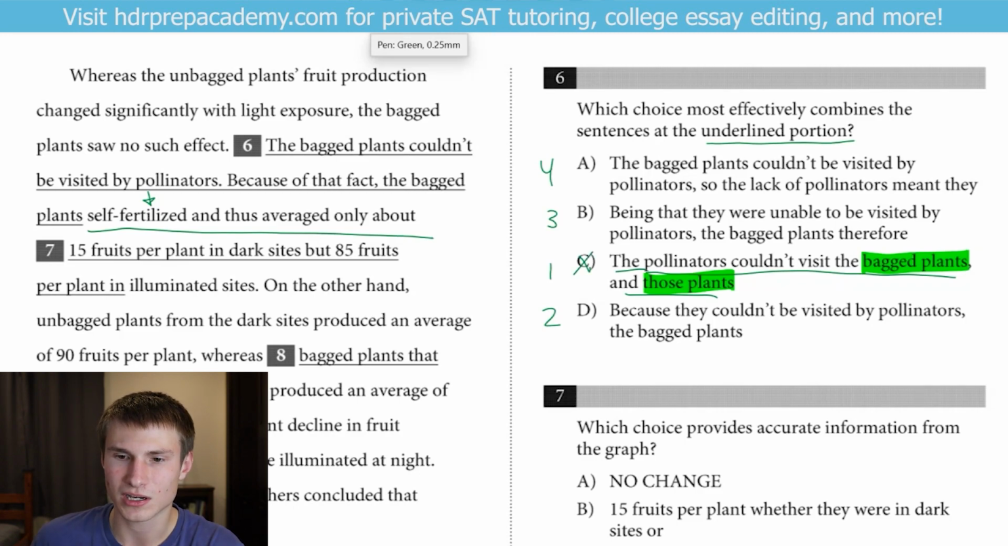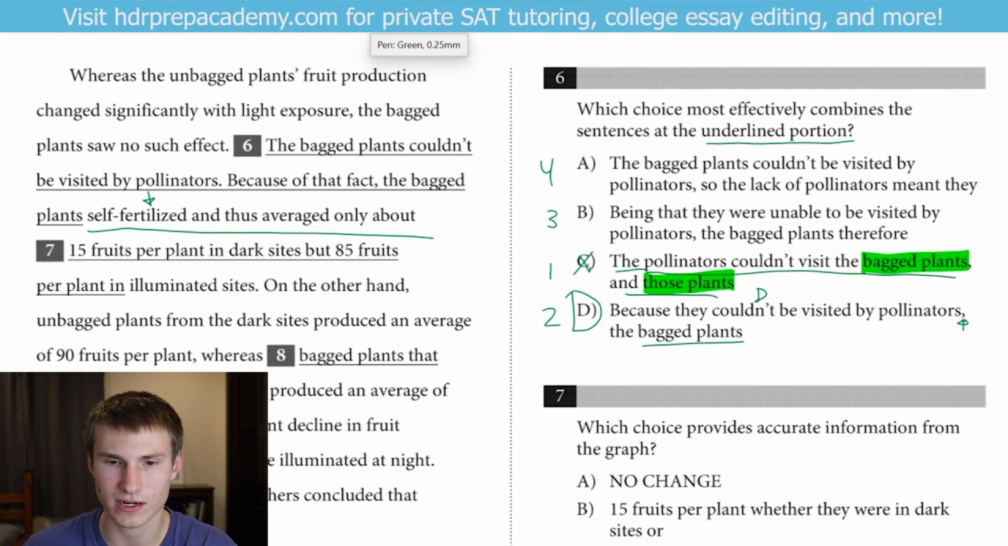If we look at D, because they couldn't be visited by pollinators, the bagged plants self-fertilized, right? That's efficient. We're starting with a dependent clause, putting a comma at the end of the dependent clause, and then starting the independent clause, right? So that's not wordy. It's concise, efficient word choice, right? It's all perfect there, okay? Grammatically correct as well. So that'll be our correct answer there, right?